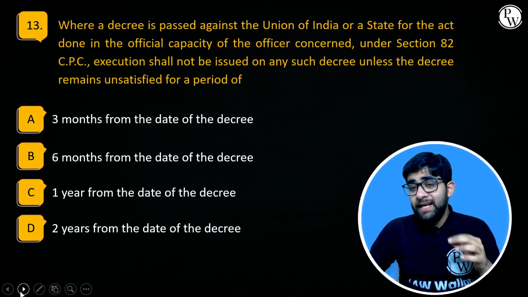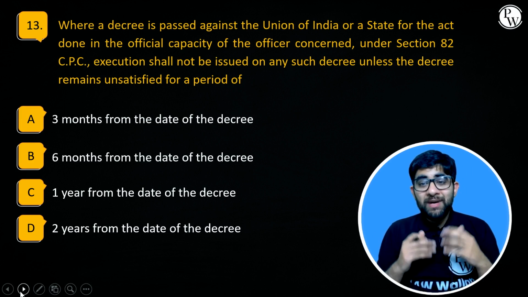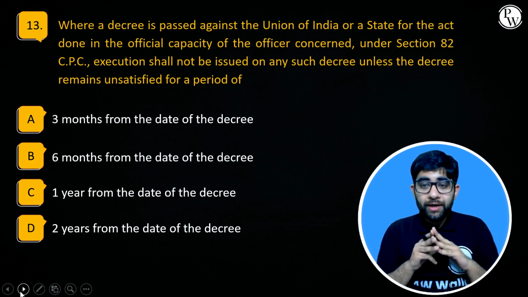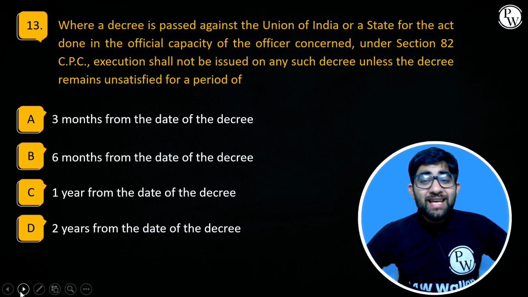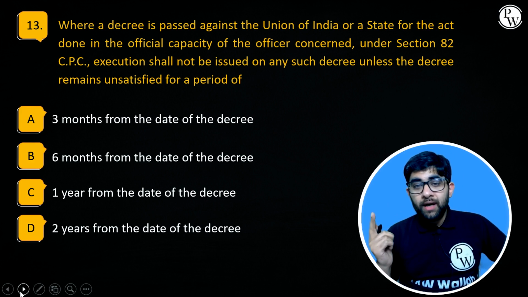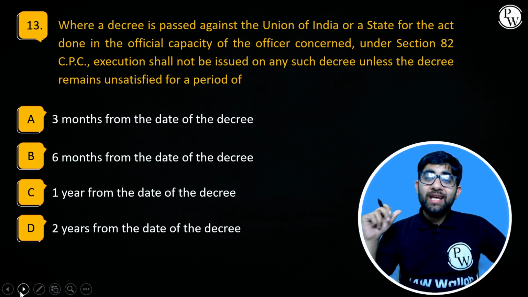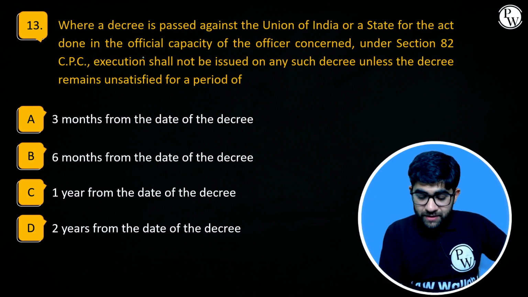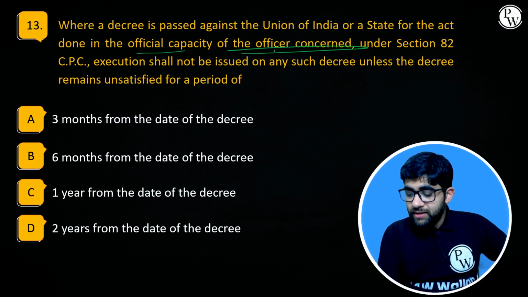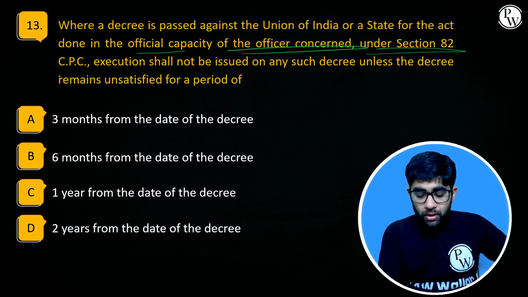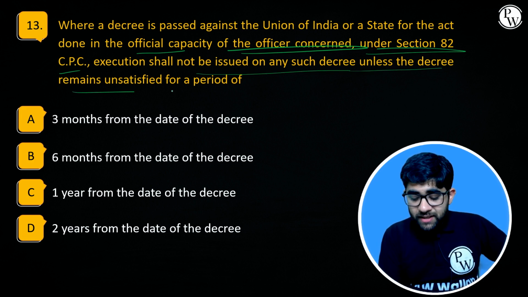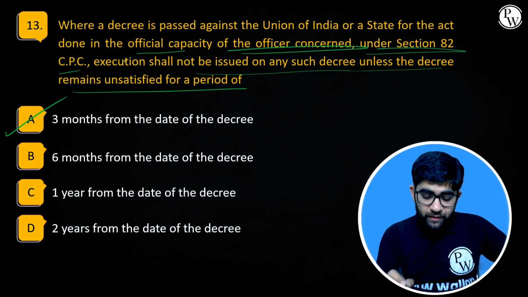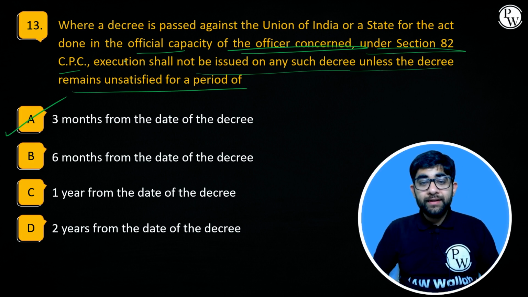See, if you have any doubts regarding the MCQs I'm dealing in, you can definitely ask your doubts in the comment section below. Now, where a decree is passed against the Union of India or a state for an act done in the official capacity of the officer concerned under Section 82 CPC, execution shall not be issued on any such decree unless the decree remains unsatisfied for a period of 3 months. We have already dealt with this. The answer is 3 months.